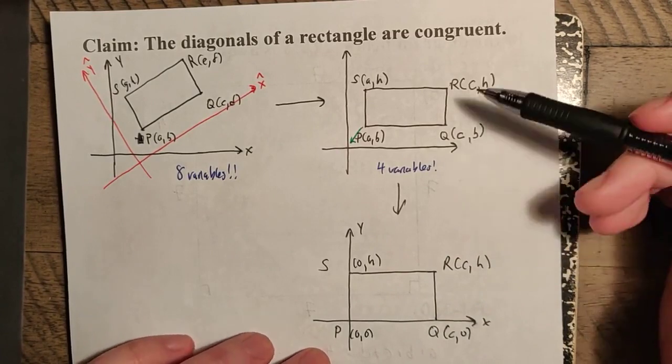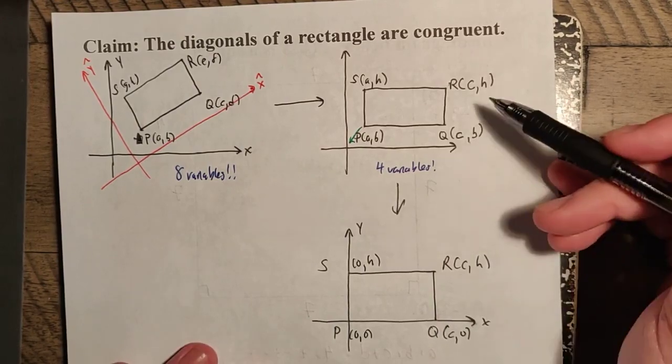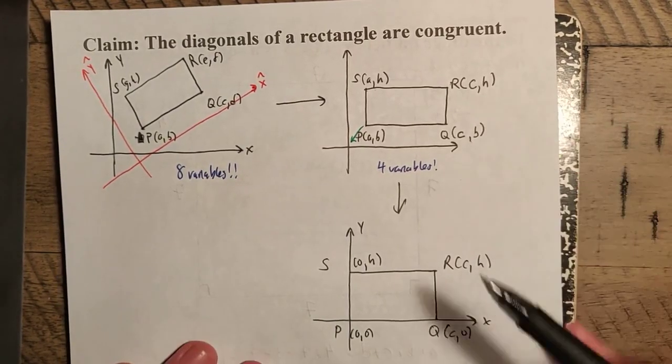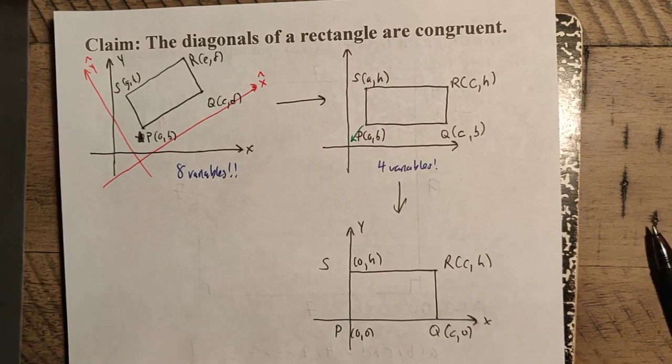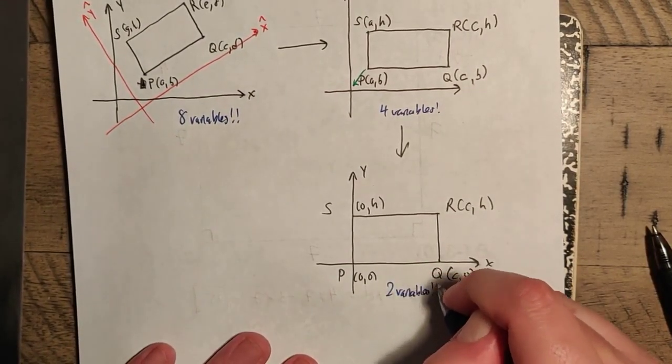Note that the variables here, again, these variables are just dummy variables. They're placeholders. They don't necessarily mean the same thing. This C and H here is not the same value as this C and H here. The point here is that we've actually eliminated a lot more variables, and now we're down to 2 variables in this case.